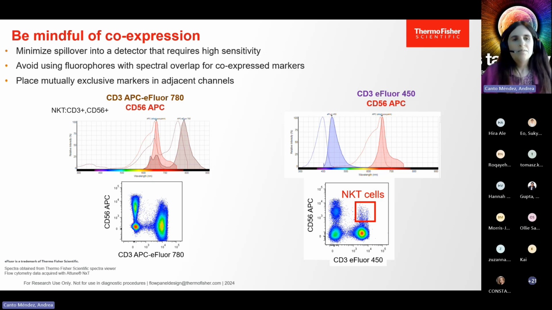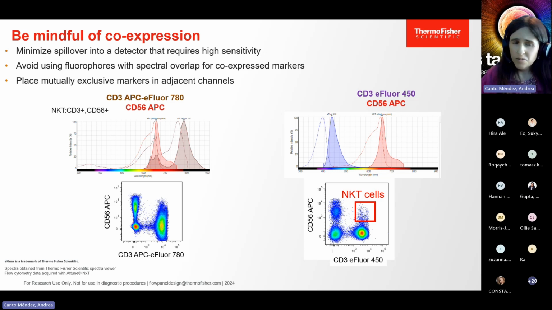We are going to visualize this better with an example. So here we are interested in detecting NKT cells as CD3 positive, CD56 positive cells. Here we have used APC-Fire780 for CD3 and APC for CD56. As you can see here, there's a spillover coming from APC-Fire780 into the APC channel, as you can see in this area.